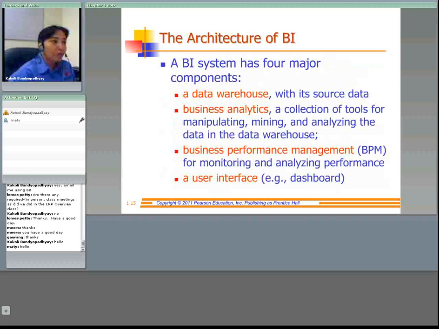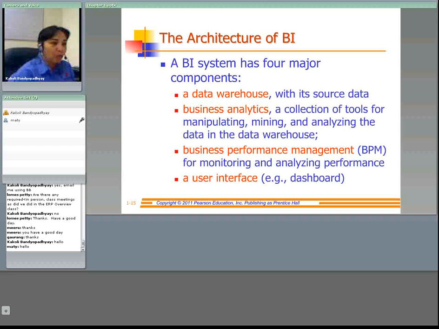Then we talk about analyzing data in business intelligence. So business analytics basically are tools or a collection of tools that are used for manipulating, mining and analyzing the data in the data warehouse. So we store the data in the data warehouse. That's our source. Then we use tools and technologies, which you will learn in this class also, to be used on those data in the data warehouse for manipulating, mining, and analyzing those data.